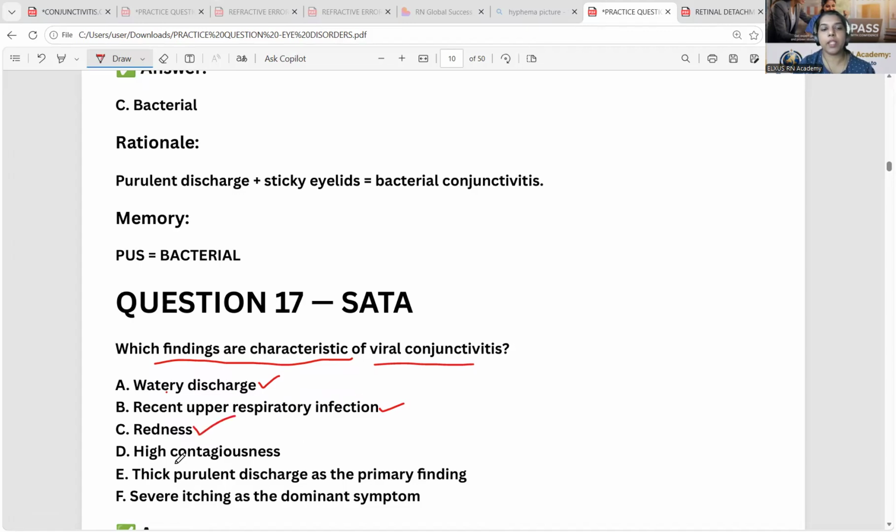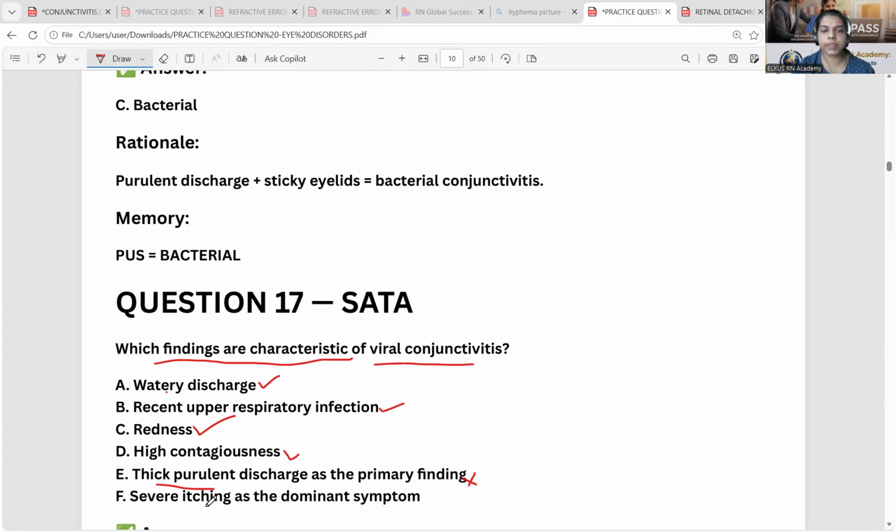Next option, highly contagious. Contagious means it is communicable and can spread from one person to another. Of course, it can also be present. And the next option, thick purulent discharge as the primary finding. This purulent discharge is mainly present in bacterial conjunctivitis. It is not related to viral conjunctivitis, so this option can be eliminated. Last one, severe itching as the dominant symptom. Severe itching can be there, but it is not a dominant symptom.